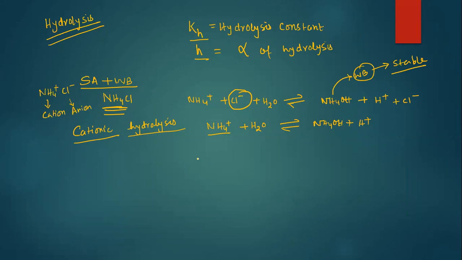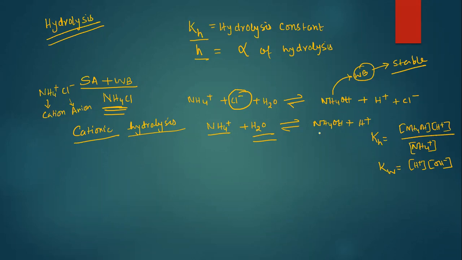Now, if you want the equilibrium constant for this reaction, what should be the expression? It should be KH, and the expression is NH4OH times H plus, the denominator will be NH4 plus. I'll not take H2O, right? H2O is in excess, we don't take H2O. It is a constant part and will be multiplied in. Everybody remember the formula for KW? KW is H plus times OH minus. That is KW.